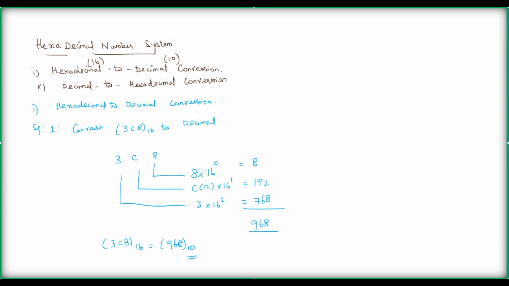Then another problem with a fraction, example 2. Convert F8E6.39 to decimal. First we have to find out this part, then after that we have to find out the other part. F8E6.39.